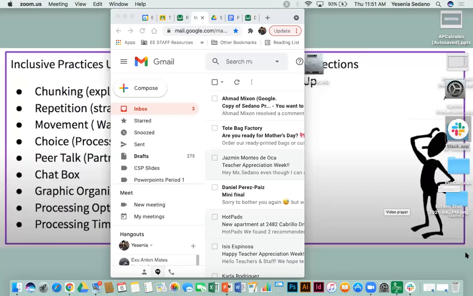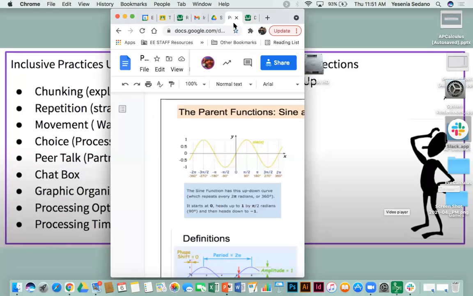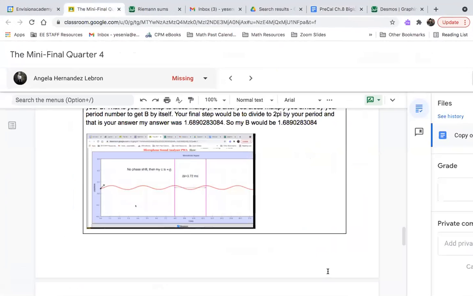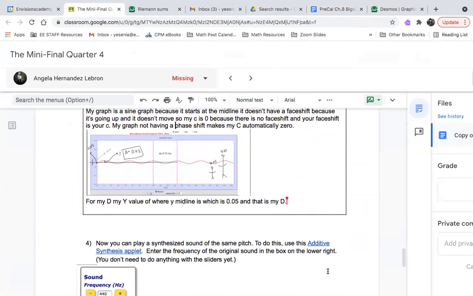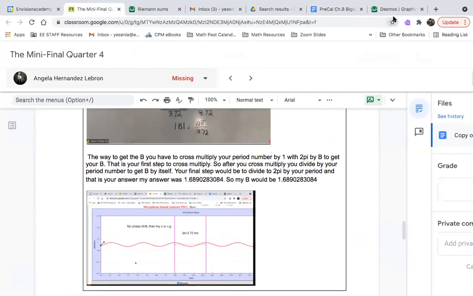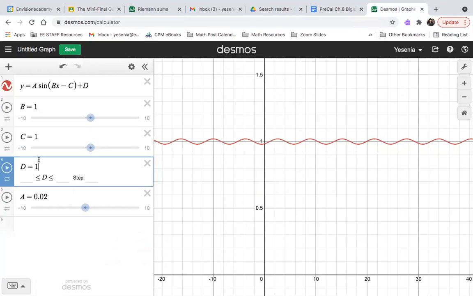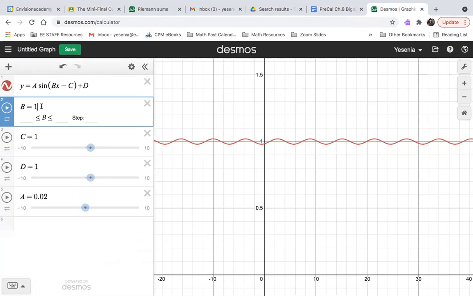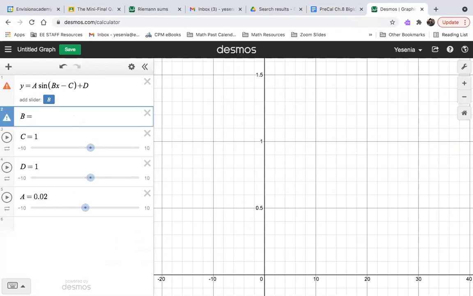Okay, sorry, my bad. Let me go back to your mini final. There we go. All right, perfect. So now going to Desmos. Basically, you want to do exactly, I hope you have this open. I put in your A on my side. Can you tell me what your B is? I'll just type it here. What's your B value that we got?